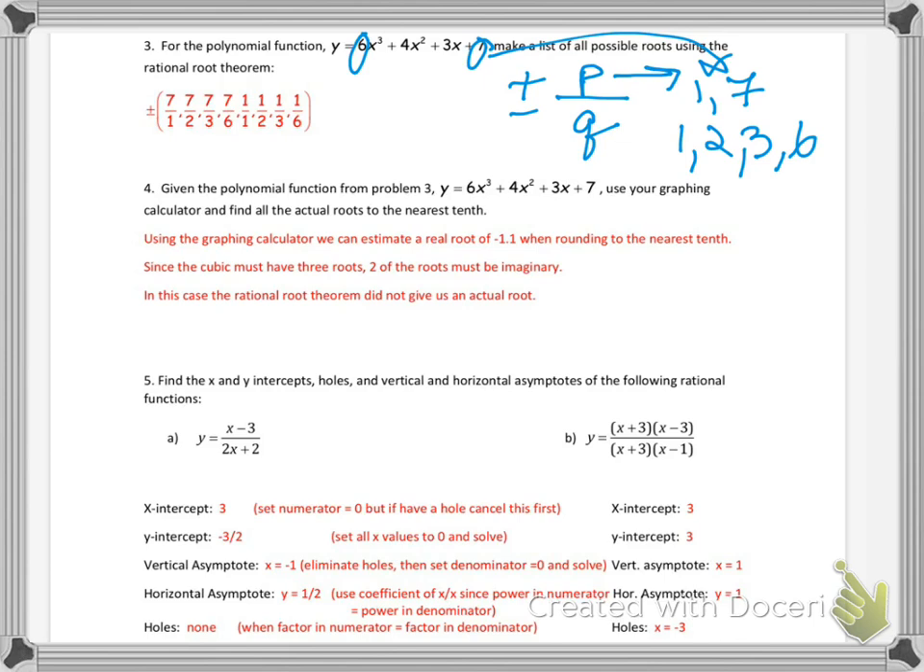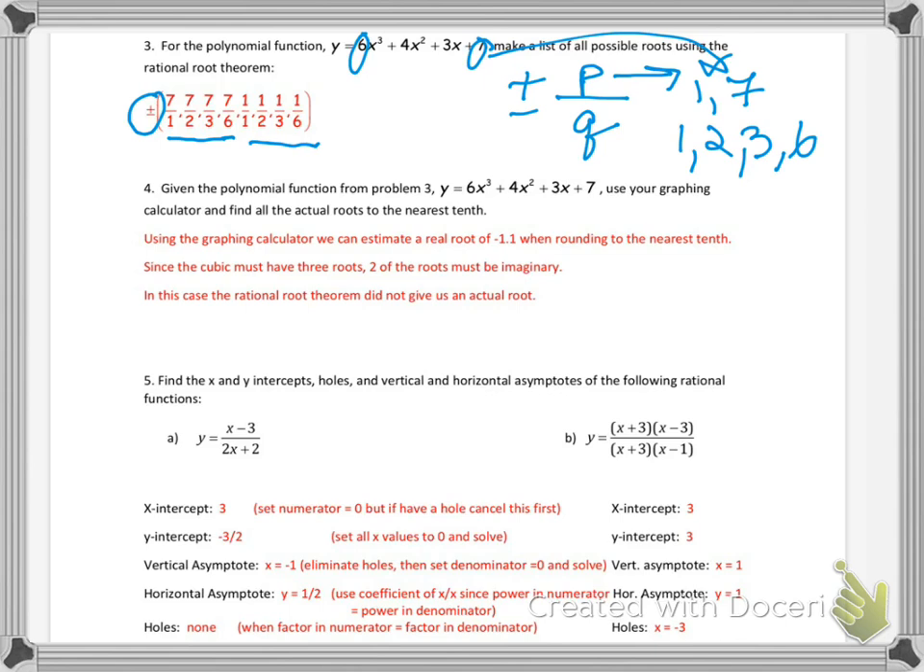So if you put 7 on top of 1, 2, 3, and 6, you get these. If you put 1 on top, which is the other factor of 7, you get all of these, and then you are going to have plus and minus signs. So those are all the possible roots you could get.